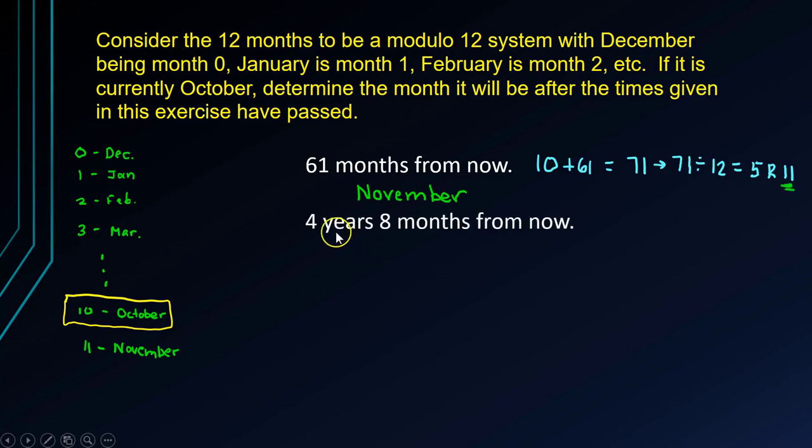Next one: 4 years, 8 months from now. Now, the years I can pretty much ignore, because if I'm in October, 4 years from now I'm going to be back in October, since I've done 4 full cycles. It's really the 8 months I'm concerned with. I'm going to add that 8 months on to 10 and get 18, divide that by 12, and I would get another additional year. The year would change over with a remainder of 6, which coincides with it being June.